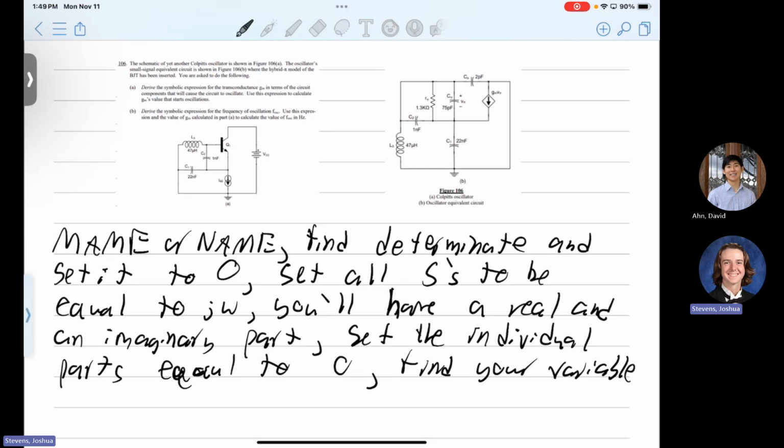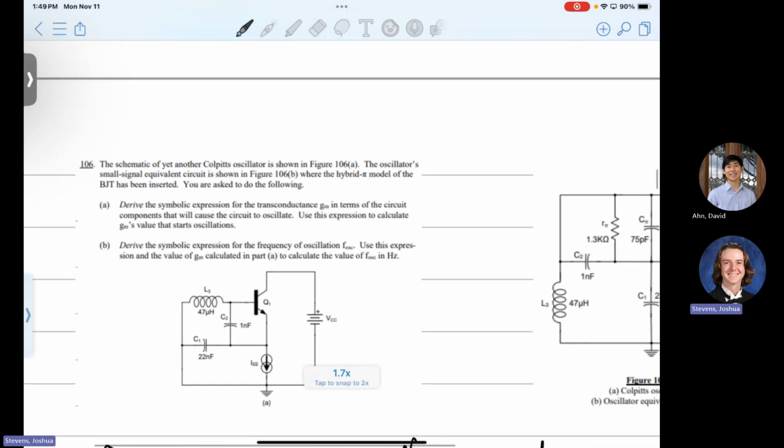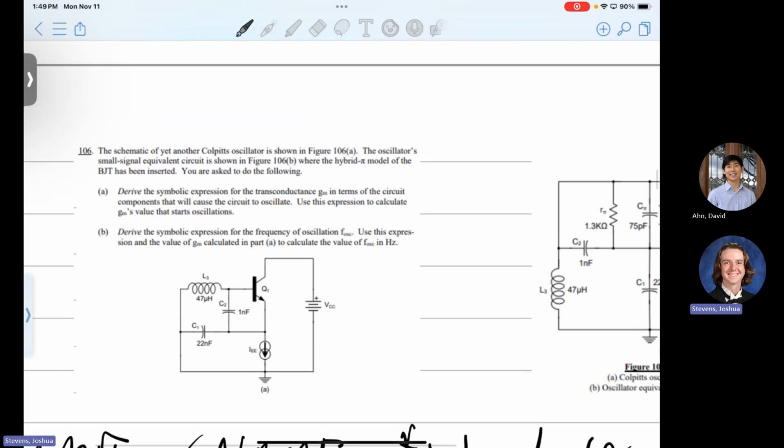Now let's do some math. Okay, so let me read this. So the schematic of yet another oscillator is shown in the figure. The oscillator small signal equivalent circuit is shown in the other figure, where the hybrid pi model of the BJT has been inserted. You are asked to do the following. Derive the symbolic expression for the transconductance Gm in terms of the circuit components that will cause the circuit to oscillate. Use the expression to calculate Gm's value that starts oscillation. Derive the symbolic expression for frequency of oscillation. Use the expression and value of Gm calculated in part A to calculate the value for the frequency in hertz.